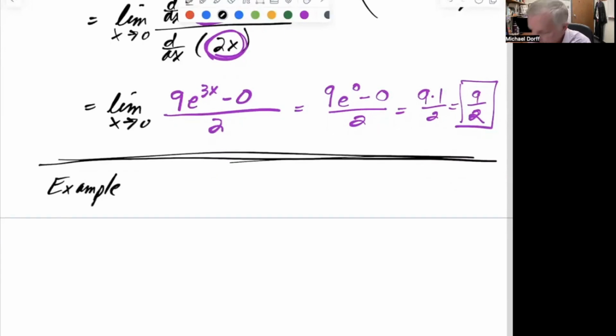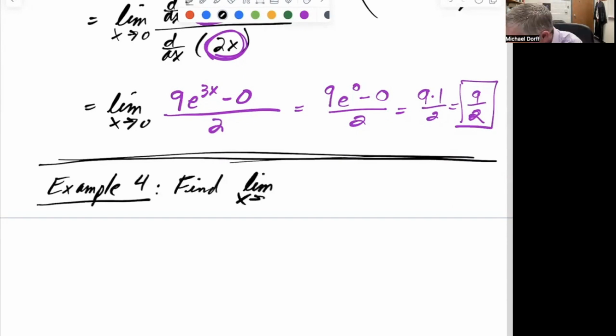So we've looked at an easy example that was similar to what we did before. We looked at another straightforward example with a natural log. Then we looked at this previous example where we had to do L'Hopital's rule twice. So here's this fourth example. We're going to find the limit as x goes to infinity of x e to the negative x.